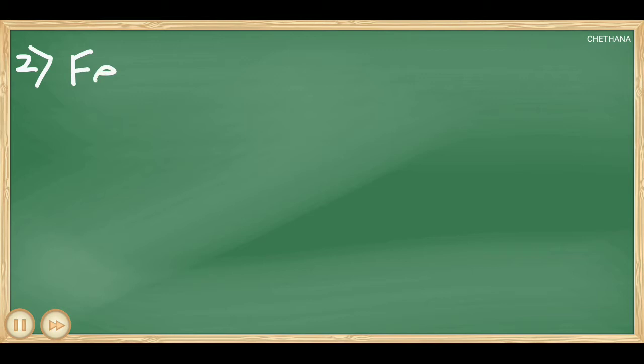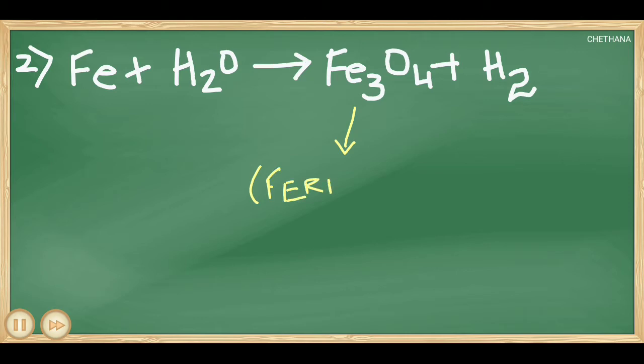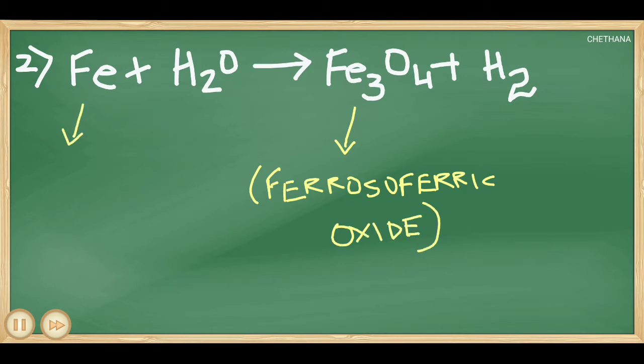Now let's take a look at another example. So we have Fe plus H2O, which gives rise to Fe3O4 plus H2. Here Fe3O4 is called ferroso-ferric oxide, and Fe is iron, and H2O is water and H2 is hydrogen. Now since we know what each and every element means, let's get to the table as we did in the previous example.